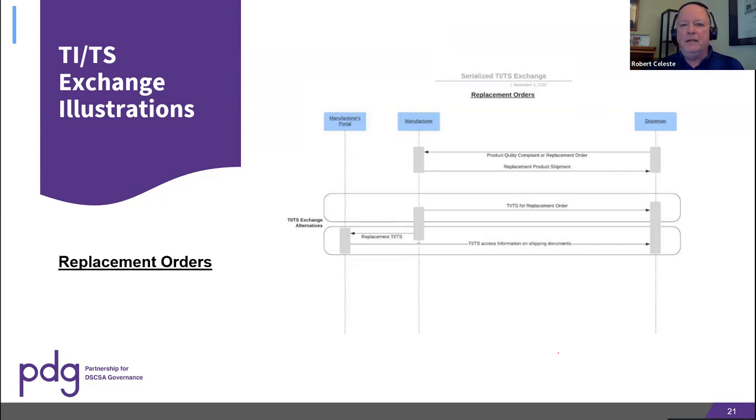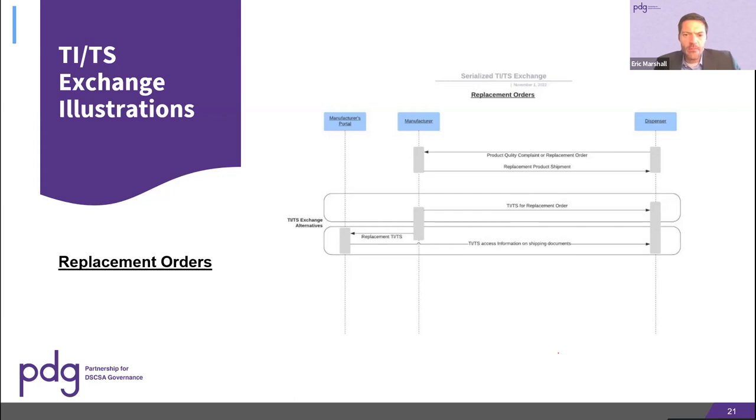The manufacturer is then either providing TI/TS data through EPCIS if they have that kind of connection, or they're making that TI/TS data available to the dispenser through the manufacturer's portal. So that's working out how we make the endpoint in the supply chain whole from a TI/TS point of view in this kind of arrangement.